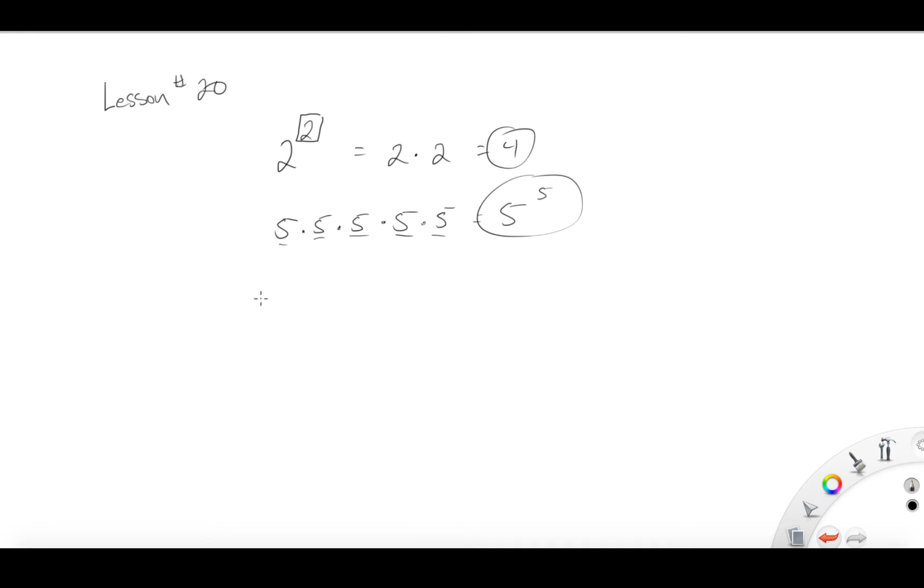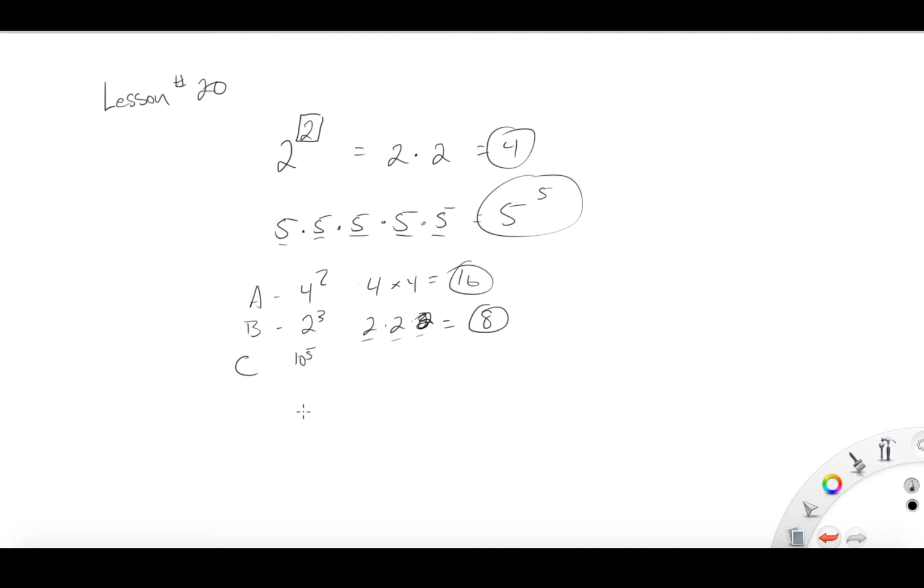Okay, so in your example 1, A says to simplify 4 squared. What is 4 squared? Well, that means 4 times 4 literally, and it's 16. That's easy. B says simplify 2 cubed. 2 times 2 times 2 is equal to 8, right? 2 times 2 is 4 times 2 is 8. C says 10 to the 5th power. All right, how do we do this?